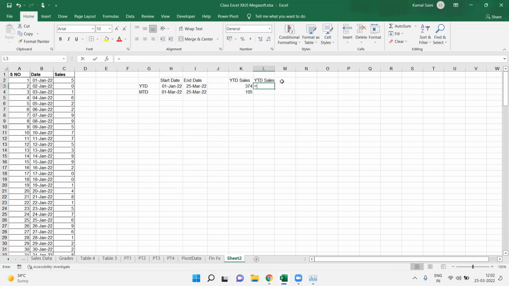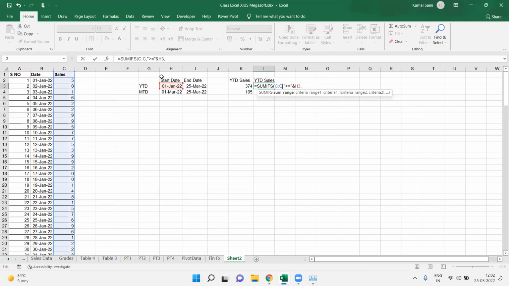Is equals to SUMIFS. Then C column. So from the beginning, the starting date. So we are concatenating because it needs to be combined with the respective date. So in the C column, we have to first look for the date column. Within that, the starting date. Likewise, another B column less than equals to, and concatenate the ending date.